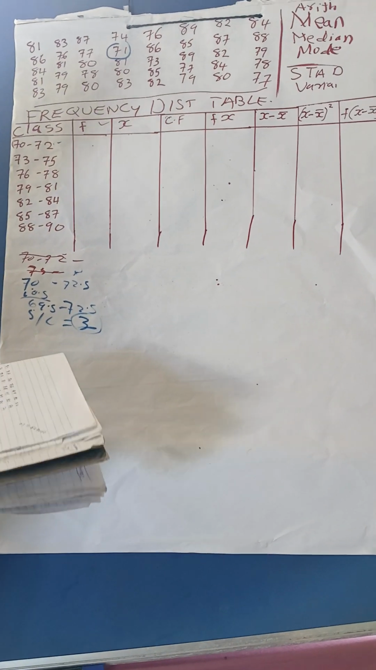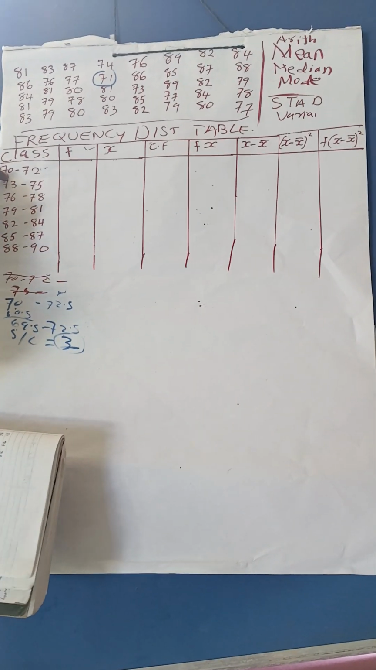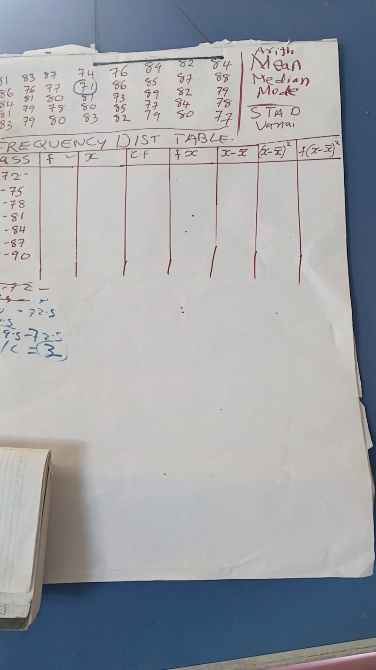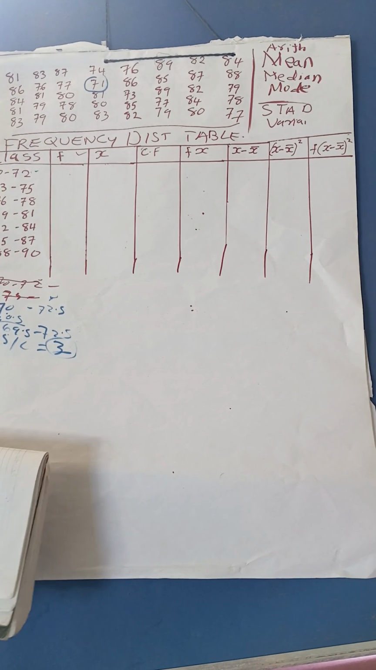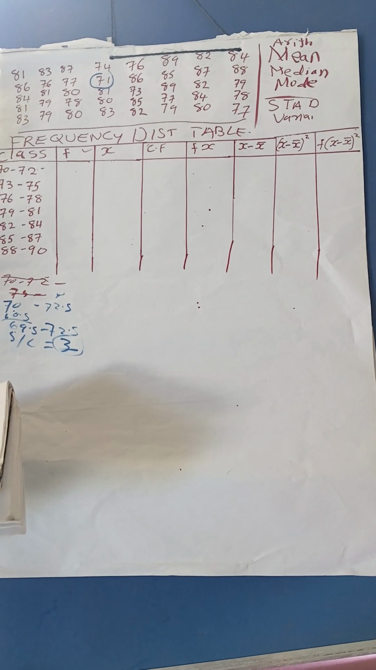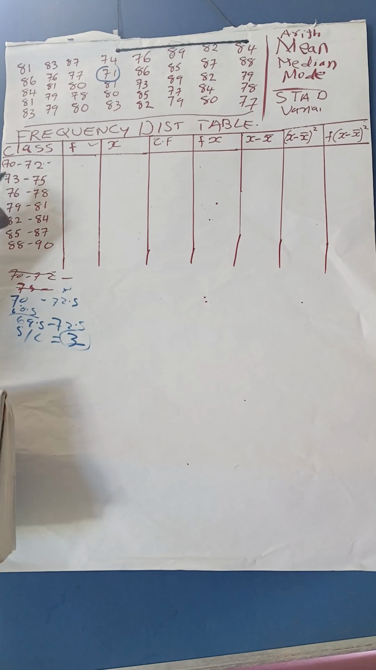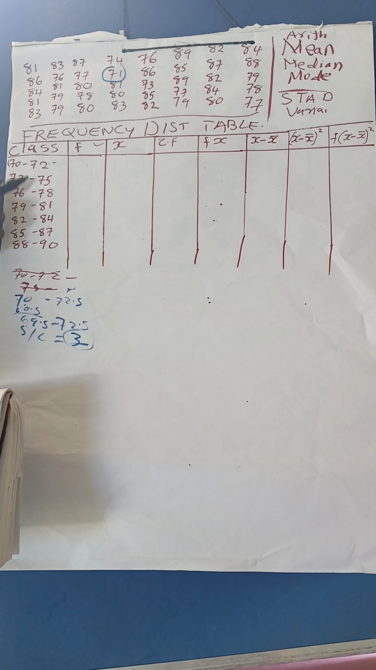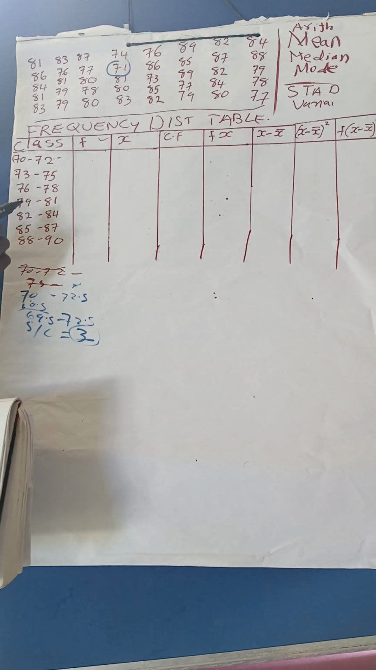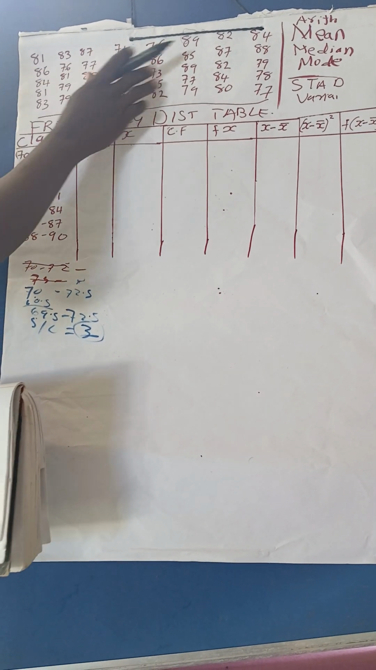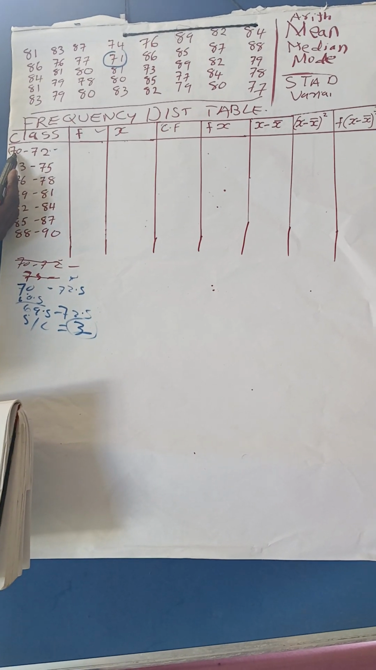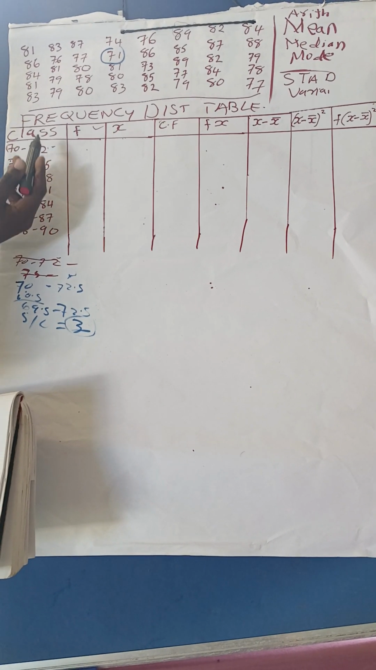Now for me, I've decided 70 to 72, and my class interval there will be 3. Now, if you want to fill in the data, I will come to this raw data I've been given here. Now I want to group it. I will look for the data that are between 70 to 72 and count them.